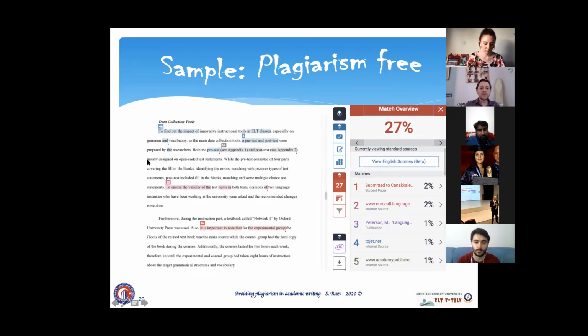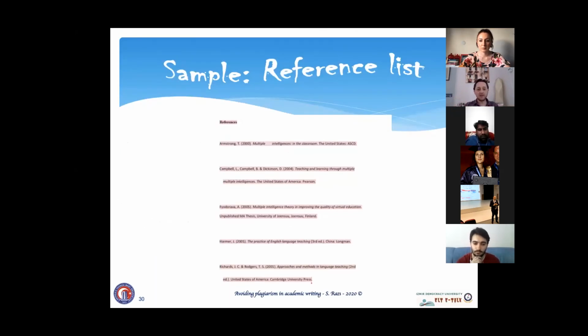As you see, all the matches in this paper are due to language issues. They do not require citation. Therefore, there is no plagiarism in this assignment. It's quite free. I'm going to provide two more examples, this time from the reference list.